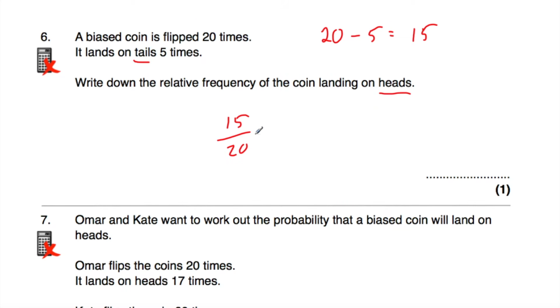Now you could leave your answer like that if you wanted to. I'm looking at this straight away and seeing it can be simplified. So if we divide both the numerator and denominator by 5, 15 divided by 5 is 3, and 20 divided by 5 is 4. So it means the relative frequency of the coin landing on heads is 3/4. It lands on heads 3/4 of the times. So 3/4, and that's it.